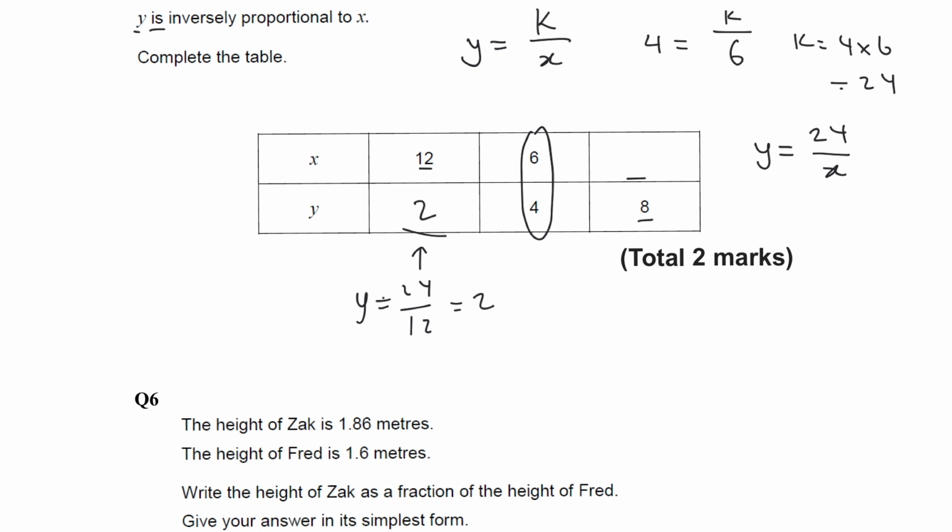And then here we've been given y is 8, and we need to work out what x is. So 8 would be equal to 24 over x. So x would be equal to 24 divided by 8, which is 3.